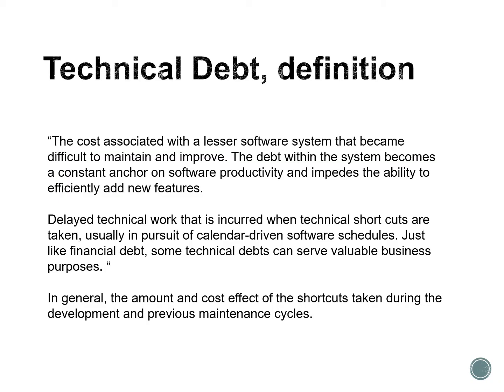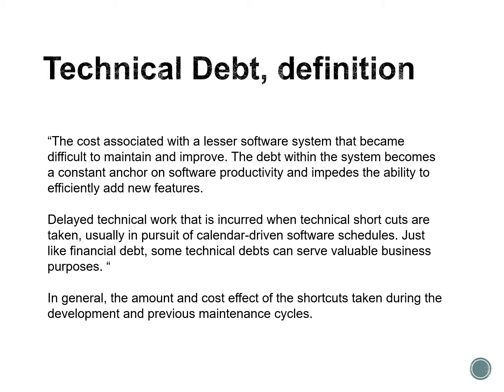Technical debt, by definition, is the cost caused by using shortcuts to develop the system. There are a couple of definitions. The first one: the cost associated with a lesser software system that became difficult to maintain and improve. The debt within the system becomes a constant anchor on software productivity and impedes the ability to efficiently add new features. Another: delayed technical work that is incurred when technical shortcuts are taken, usually in pursuit of calendar-driven software schedules.